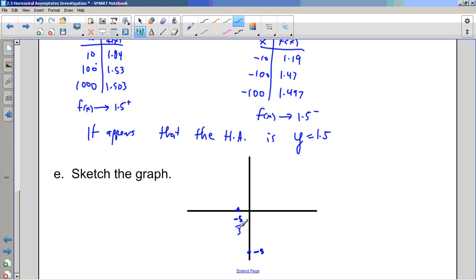And if you goof this up, don't worry about it. This is just a sketch. It doesn't have to be perfect. I'm not even going to put much scale on this.